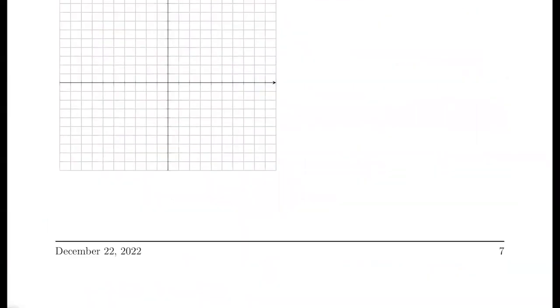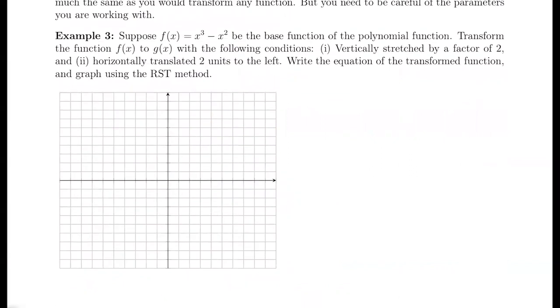So let's have a look at an example where we have f of x equal to x cubed minus x squared, be the base function of the polynomial function. And we want to transform f to g with the following conditions. So we have a vertical stretch by a factor of 2, horizontally translated 2 units to the left. So only 2 conditions. So we have a to be 2, and we have d to be 2 as well.